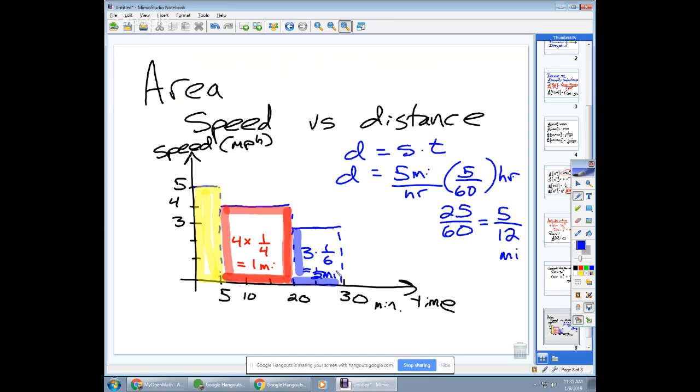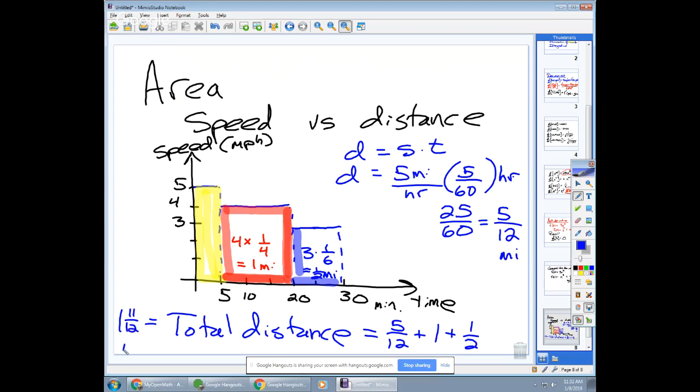So according to this, if I know the speeds I was traveling at each point, then I can say the total distance here is just the sum of those areas. So I've got 5/12 of a mile plus 1 mile plus 1/2 of a mile. Which gives me what? Almost 2 miles, 1 and 11/12. So almost a 2 mile walk.